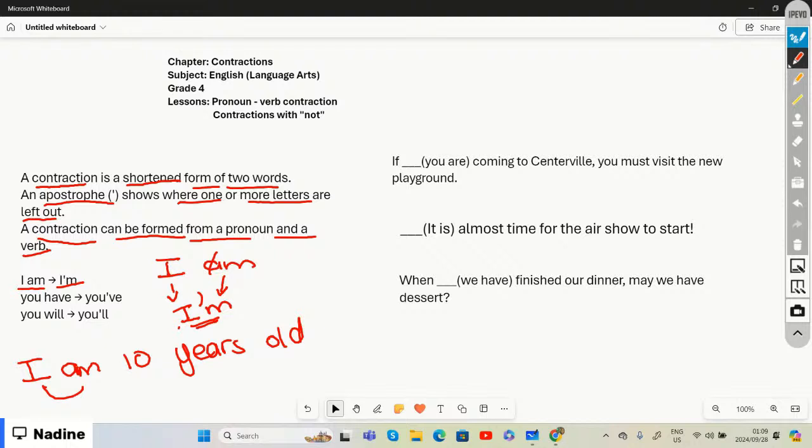And we basically formed that contraction by using the two words and shortening it. Any letters from the verb that we left out, we replaced with our apostrophe. And it doesn't mean that when you leave out two letters, you need to put two apostrophes. We only put one apostrophe, even though you remove maybe two or three letters.